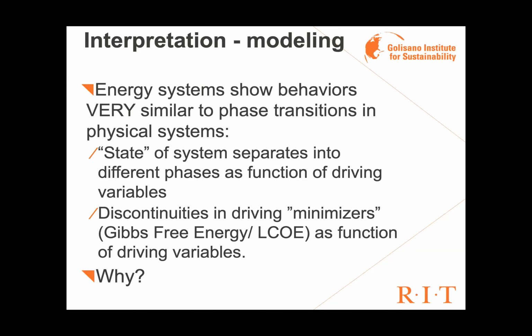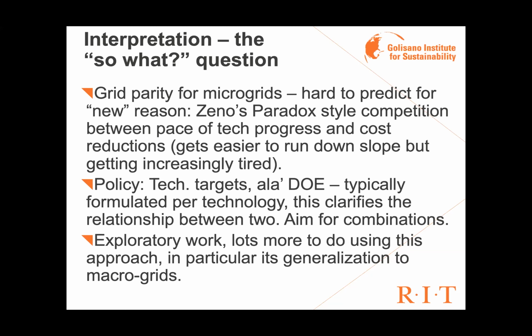Let's jump right on into trying to talk a bit about the so-what question, which any sustainability research has to address, or should address. And one is this grid parity question for microgrids, which is a community that's interested in it. And we're not giving an answer, but we're saying the actual answer is hard to predict for a new reason. I mean, it's this competition. It's a Zeno-style paradox between the hill getting easier to run down, but then getting tighter and tighter. And you have to understand the dynamics if you're going to understand the grid parity, which people haven't really looked at that way.